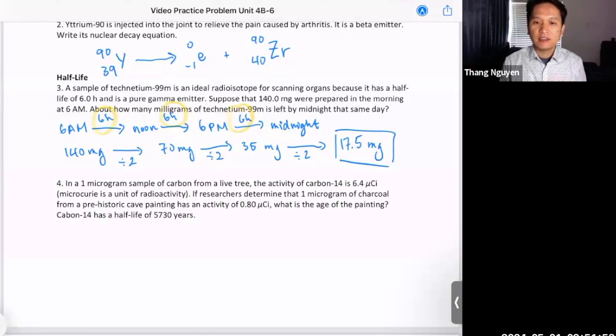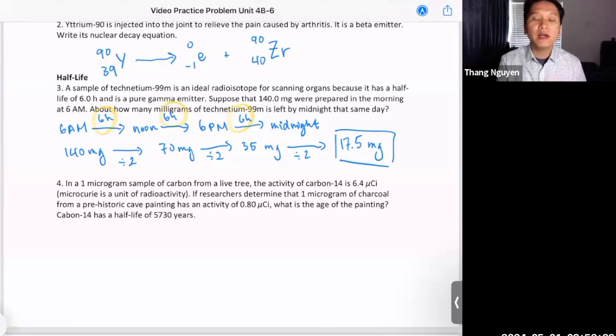Okay. Number 4, in a 1 microgram sample of carbon from a live tree, the activity of carbon-14 is 6.4 microcuries. If researchers determine that 1 microgram, okay, so it has to be the same amount for this problem to work, so that's why it says 1 microgram, of charcoal from a prehistoric cave painting has an activity of 0.80 microcurie. What is the age of the painting, knowing that carbon-14 has a half-life of 5,730 years?